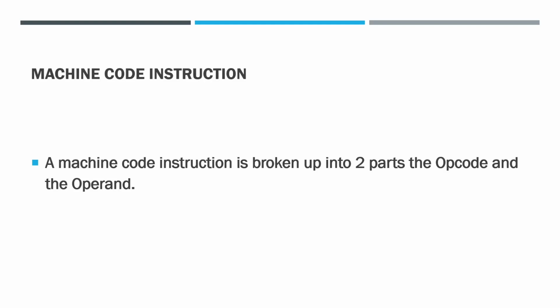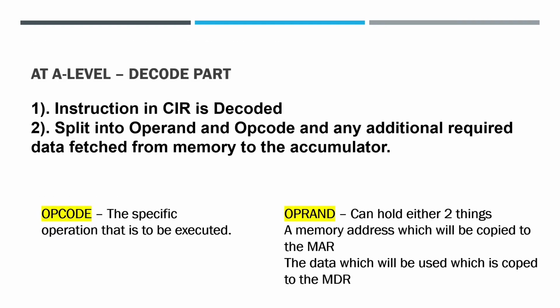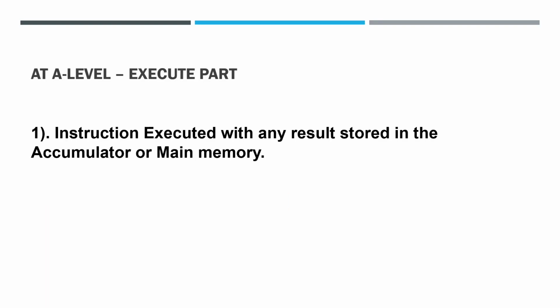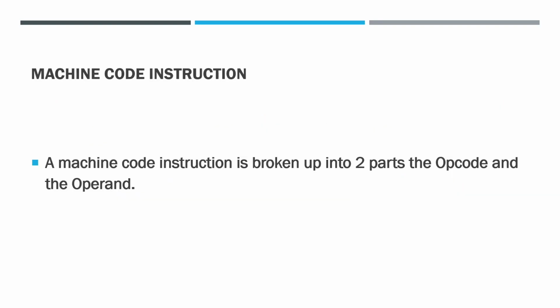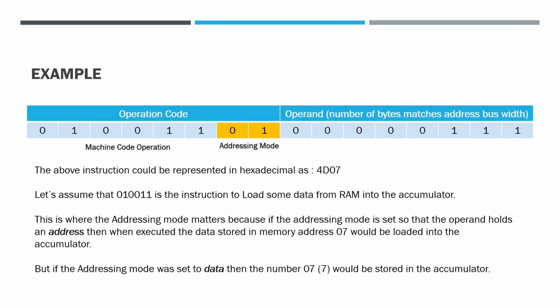Right, now, earlier on we talked about, let's go all the way back to here, where we've got this part, the decode part of the fetch, decode, execute. So we're looking at decode now. I've left that till the end because it's complicated. So we fetched the instruction, now we're going to decode it. A machine code instruction is broken up into two parts, the opcode and the operand. I'm going to switch to this, but don't worry about the text. I'm going to come back to that.